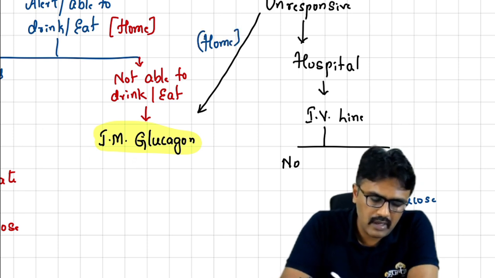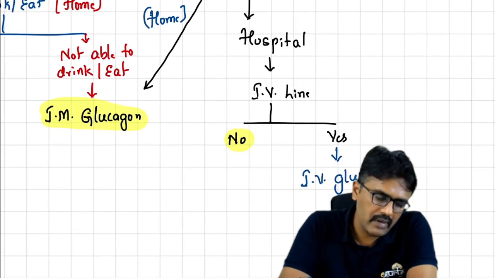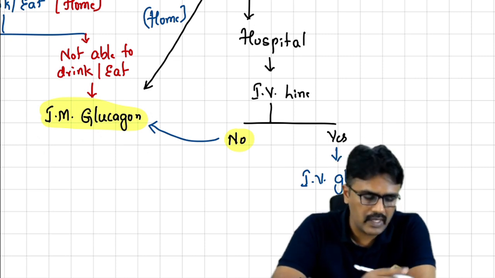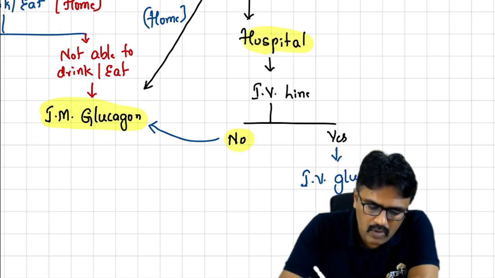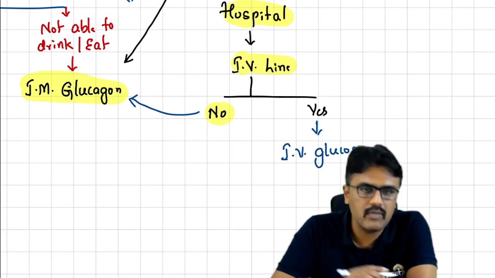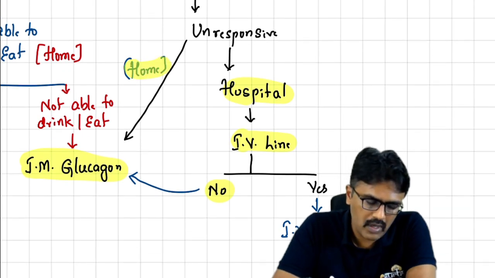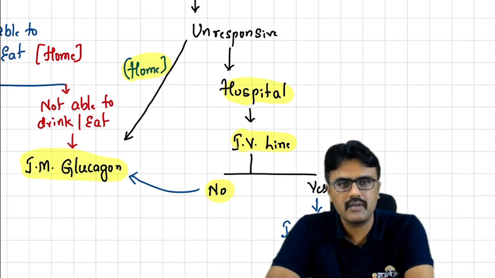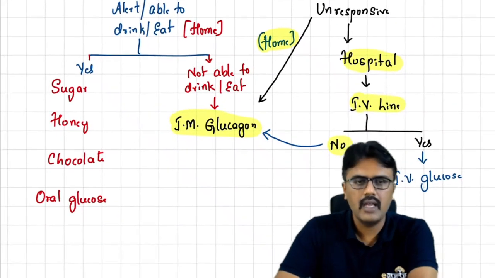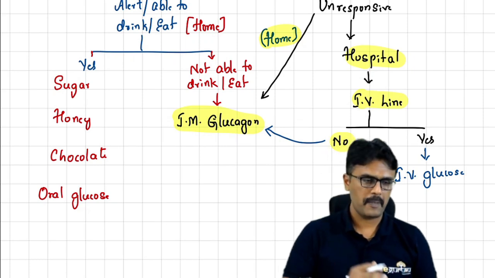Now if in the hospital there is a new resident who has joined and he cannot get an IV line, then in the hospital you have to give IM glucagon. So when the patient comes to your emergency ward, assess whether you can get an IV line. If yes, you give IV glucose. If no, IM glucagon. Suppose the patient is unresponsive, he is at home, so immediately he can be given IM glucagon. If he is able to eat and drink, he is alert, then you can use any sugar preparation, that is sugar, honey, chocolate or oral glucose. These are all important.